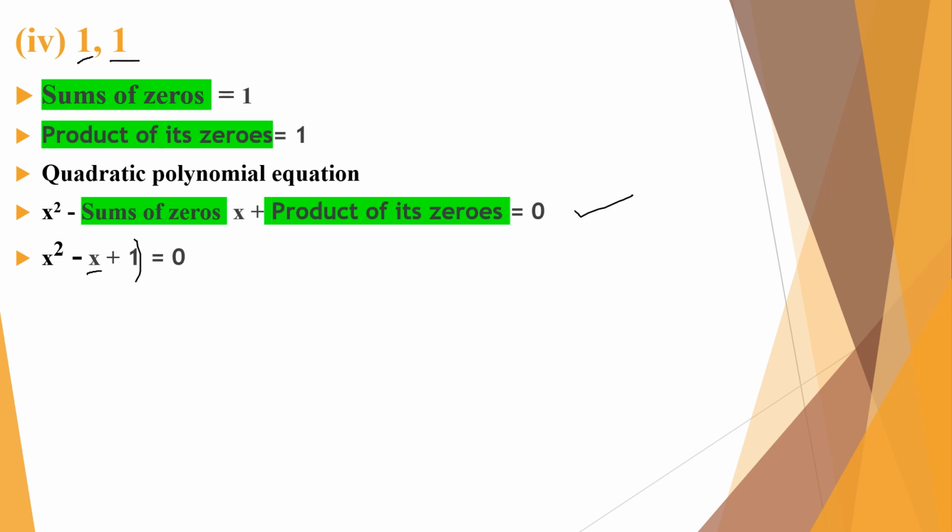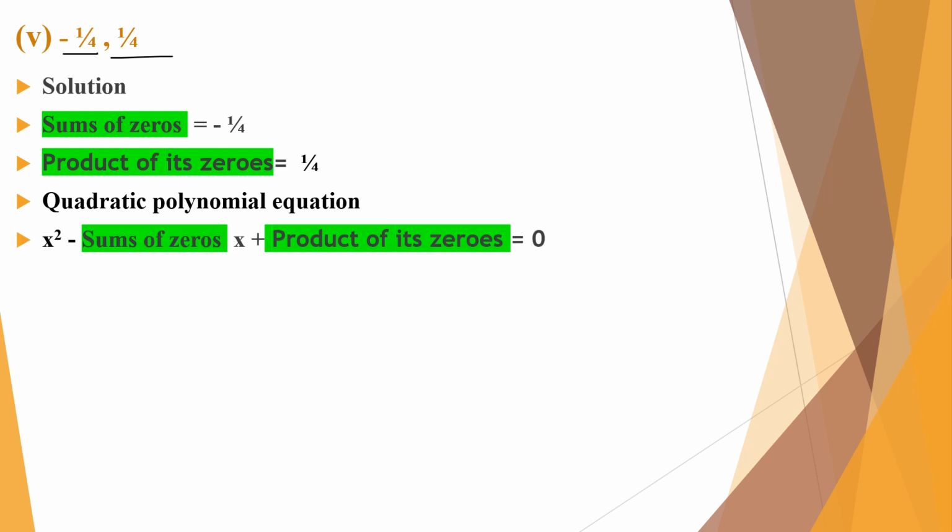What is the quadratic polynomial now? x square minus x plus 1 is the quadratic polynomial. Then we move on to the next sum. Minus 1 by 4 comma 1 by 4. Sum of its zeros is minus 1 by 4. Product of its zeros is plus 1 by 4.